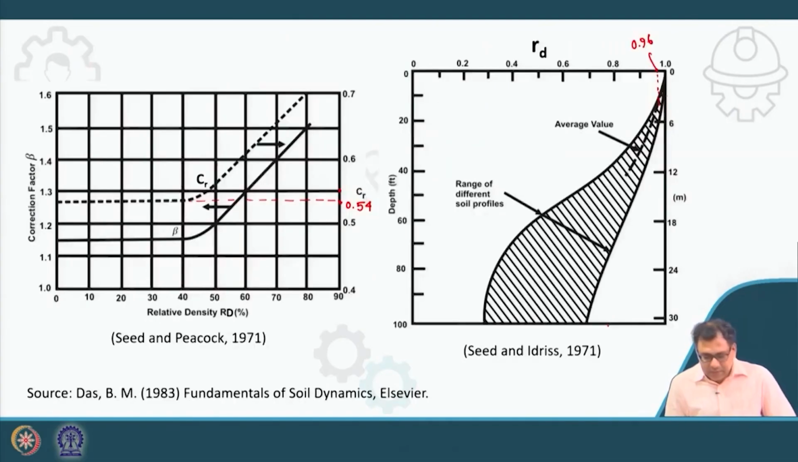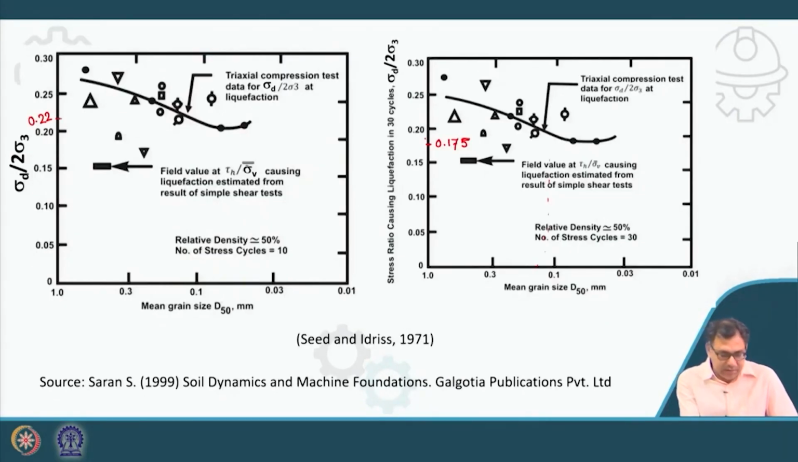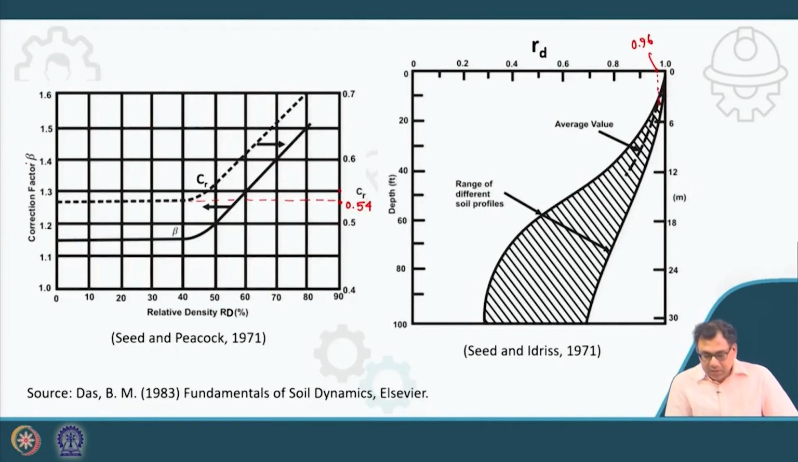Okay, so this axis is half sigma d by sigma 3. This is mean grain size distribution. This is for stress cycle 10 and this is for stress cycle 30. If I know the d50 value, for n equal to 30 I will get the half sigma d by sigma 3, and for n equal to 10 I will get the half sigma d divided by sigma 3.